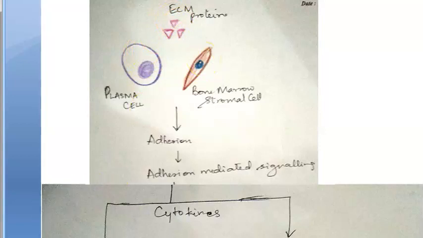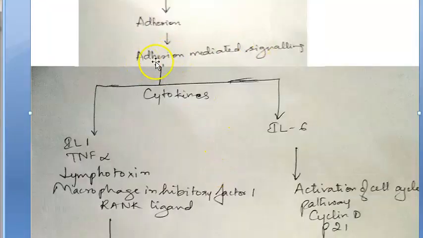These three will get adhesion. So cell adhesion happens. Some cell surface adhesion molecules bind the myeloma cells to the bone marrow stromal cells and the extracellular matrix proteins. Now after adhesion, what happens? Some signaling happens, adhesion mediated signaling. Because of this adhesion, some signaling is happening, and that signaling is going to release a lot of cytokines. These cytokines could be interleukin-1, tumor necrosis factor alpha, lymphotoxin, macrophage inhibitory factor 1, RANK ligand, all of these. And then interleukin-6. At least remember, interleukin-1 is here and interleukin-6 is here.